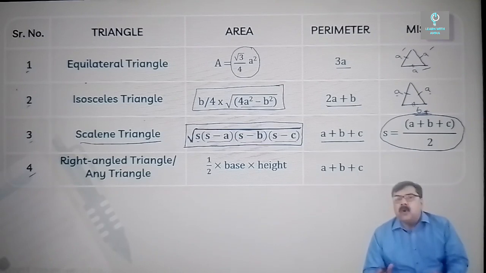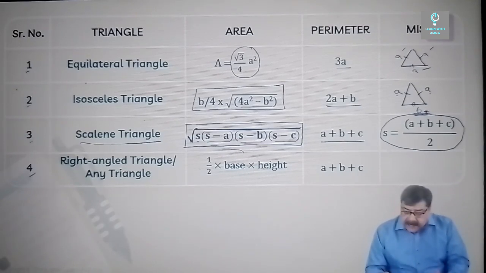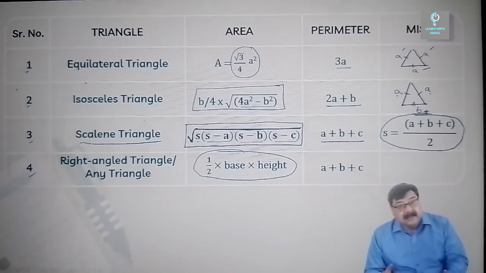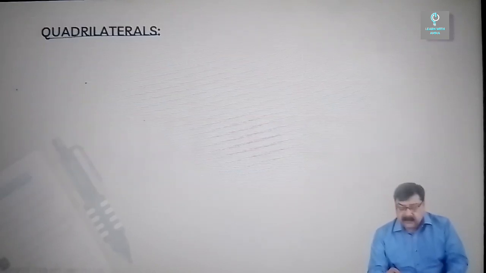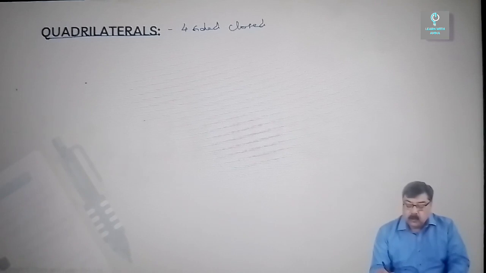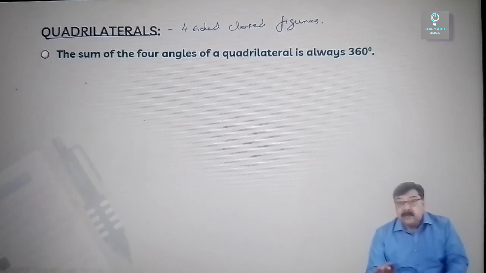Right angle triangle or any triangle, the area can be found out by using the formula half into base into height, as we had discussed, and obviously the perimeter remains the same, a plus b plus c. Quadrilaterals: what are quadrilaterals? These are four-sided closed figures. Now some rules: the sum of four angles of a quadrilateral is always 360 degrees.